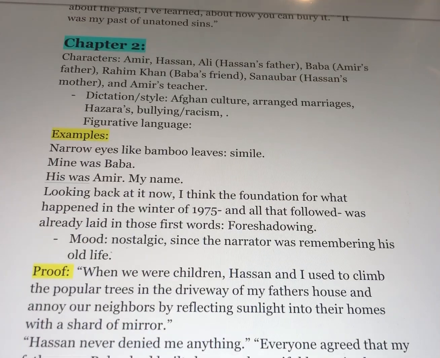So in chapter 2 you have Amir, Hassan, Ali, and we find out that Ali is Hassan's father, Baba is Amir's father, Rahim Khan is Baba's friend, Sanabar is Hassan's mother. Sanabar is not actually in the book, but she is mentioned. And Amir's teacher. So we have the dictation and the style. A lot of this book is Afghan culture and arranged marriages and Hazaras, bullying and racism.